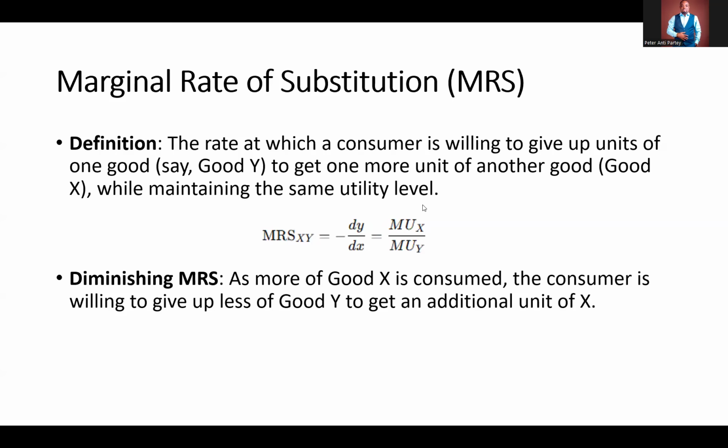So we have said that as more of good X is consumed, the consumer is willing to give up less of Y to get an additional unit of X. And that is the marginal rate of substitution that I've been talking about.